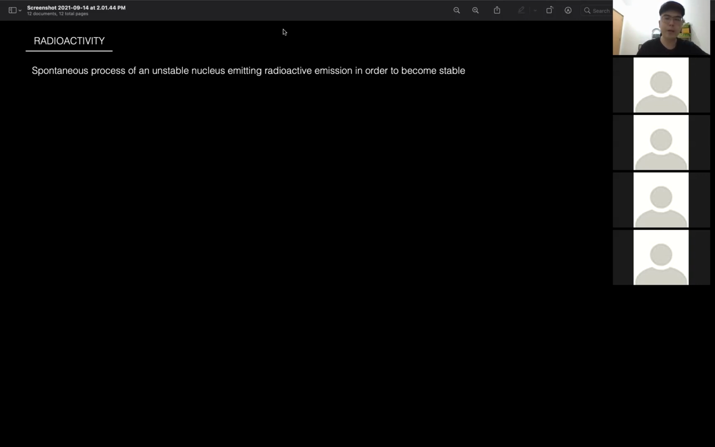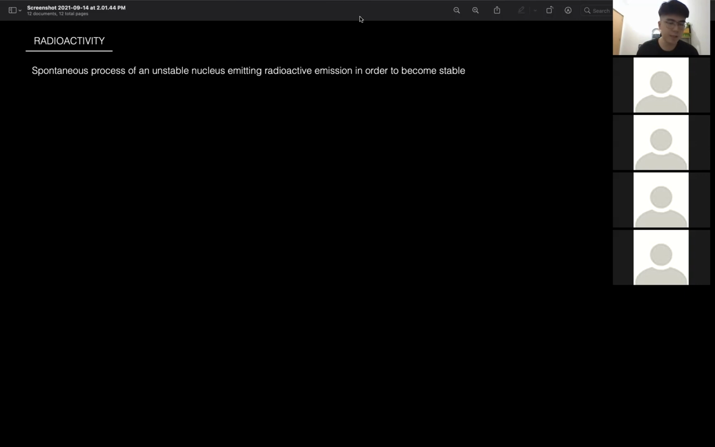Now, here we are going to study what radioactivity is and what are the things that we need to know about radioactivity. Okay, so let's start with defining. Now, spontaneous process. Radioactivity is a spontaneous process of an unstable nucleus emitting radioactive emission in order to become stable. Now, what does that mean? This sentence can mean a lot of things.